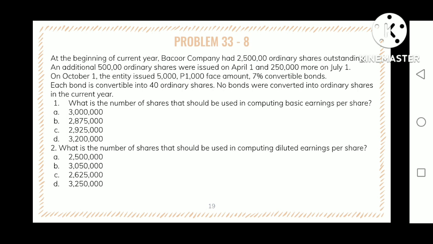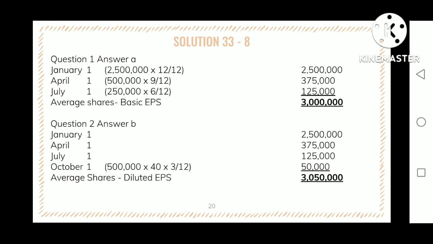On October 1, the entity issued 5,000 of 100,000 face amount 7% convertible bonds. Each bond is convertible into 40 ordinary shares. No bonds were converted into ordinary shares in the current year. These are the questions. What is the number of shares that should be used in computing basic earnings per share? And the second question is, what is the number of shares that should be used in computing diluted earnings per share? This is the solution of problem 33.8.